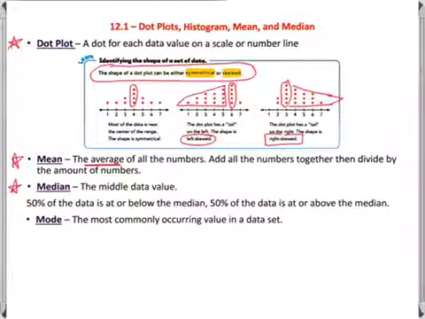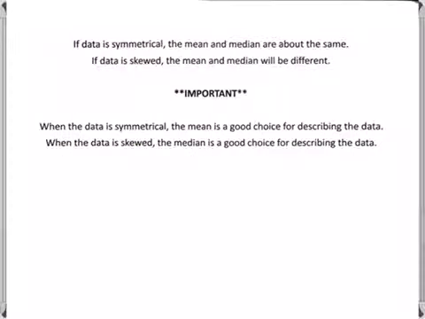Mode is the most commonly occurring value in the data set. So you're just looking for the number that appears the most. If data is symmetrical, then the mean and median should be about the same. If the data is skewed, the mean and median will be different.